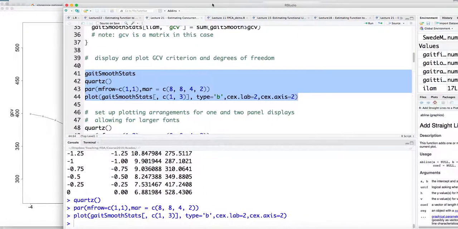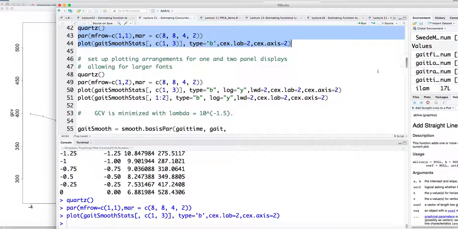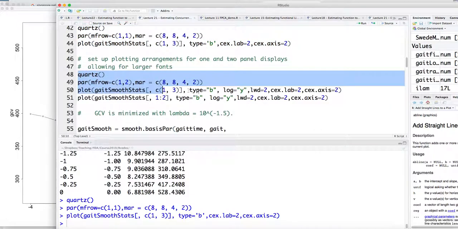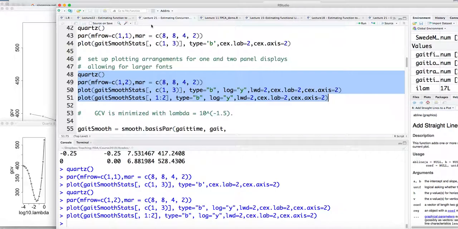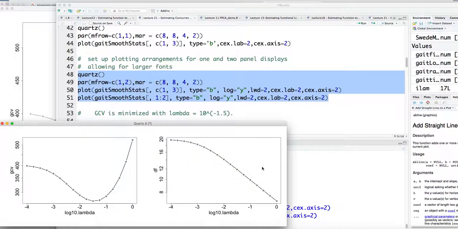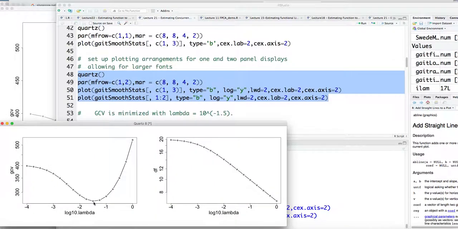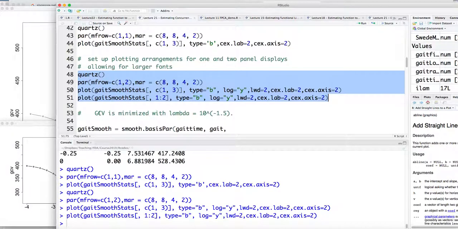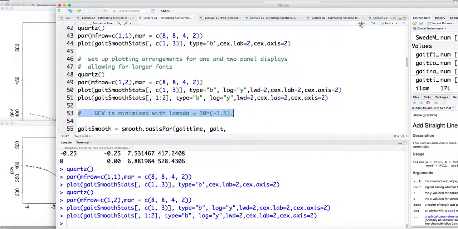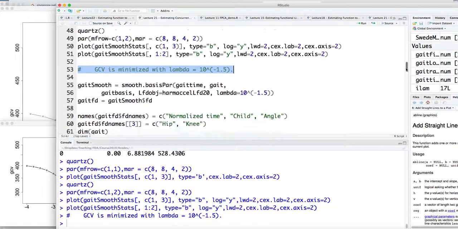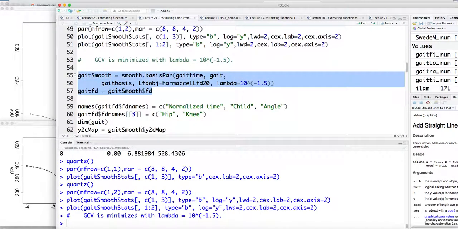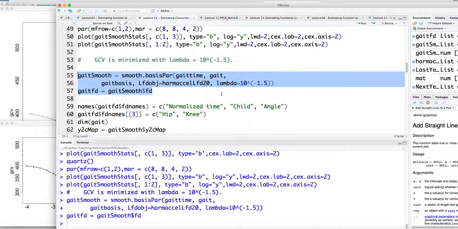So we are choosing the optimal value to be 10 to the minus 2.5. This is to plot both the GCV and the degrees of freedom. Okay, sorry, the GCV is minimized at log lambda equal to minus 1.5, right? So GCV is minimized with lambda equal to 10 to the minus 1.5. Then we use this smoothing parameter to smooth the gait data.